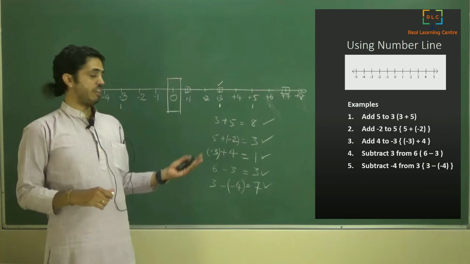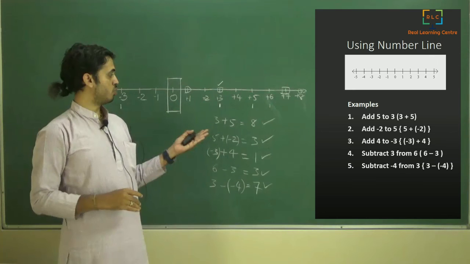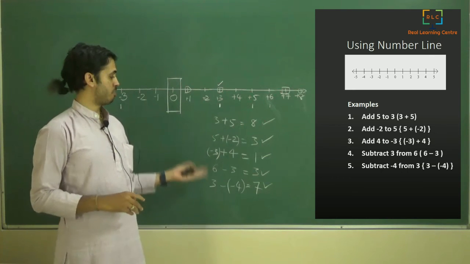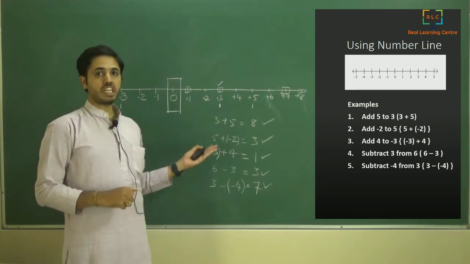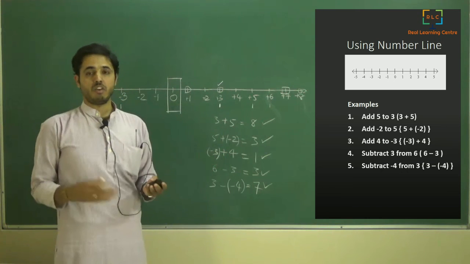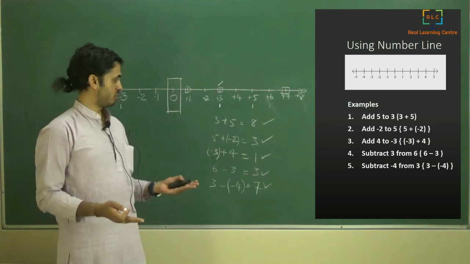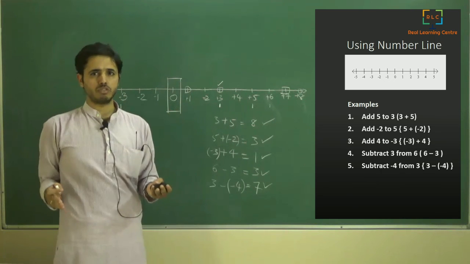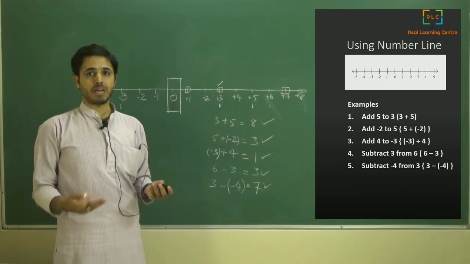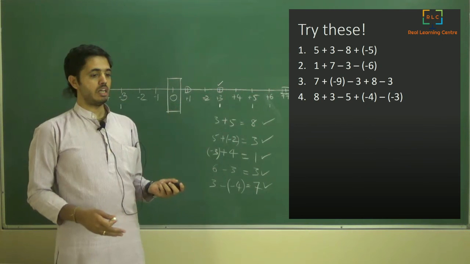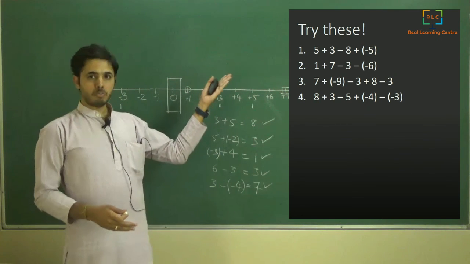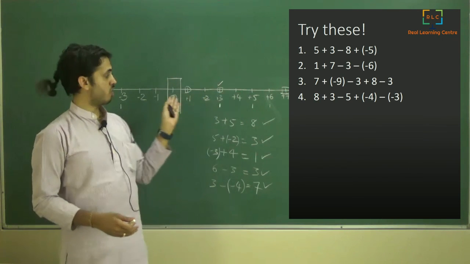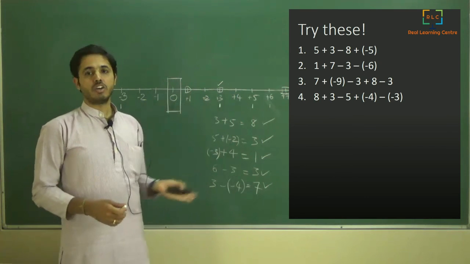So in this way, we have learnt how to do addition and subtraction involving negative numbers. Now, I hope you have understood how to perform this operation using number line, and in order to give you practice, copy these sums down and using number line try to solve them.